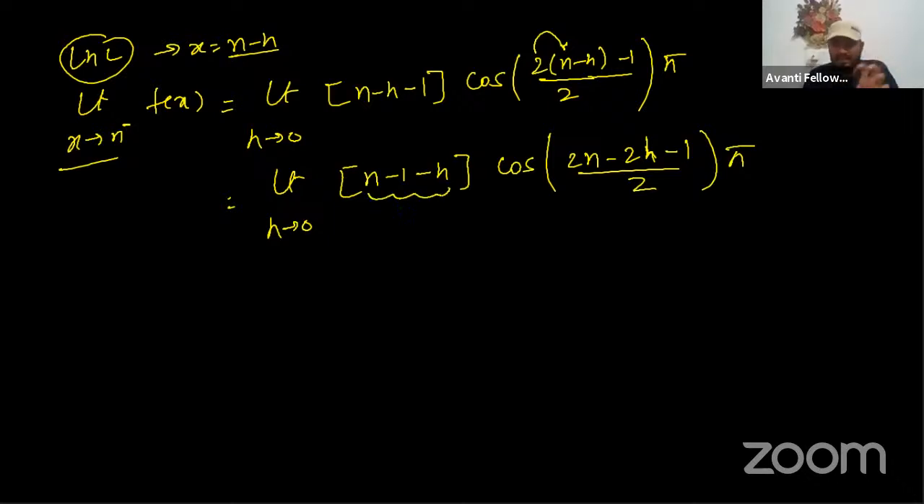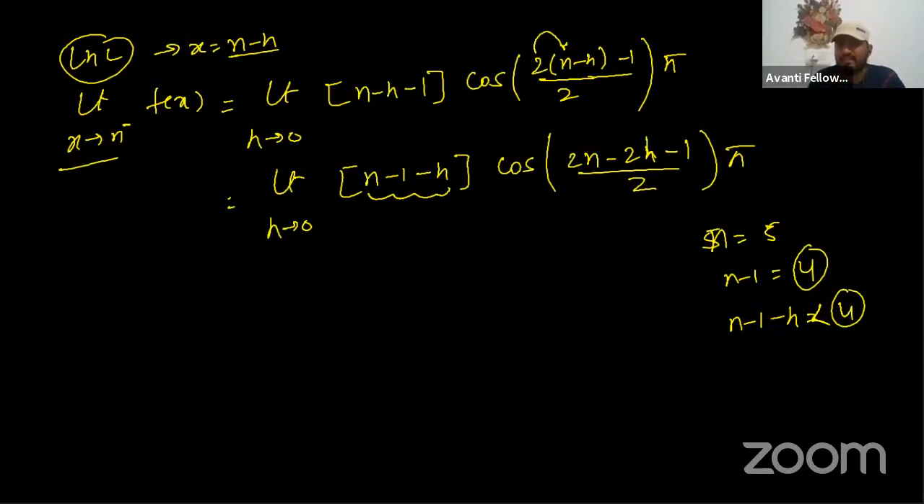So this is nothing but what? Now, n minus 1, I'm subtracting something from n minus 1. Let's say if your n is equal to 5, so n minus 1 will become 4. So n minus 1 minus h means I'm subtracting something from 4, which will be a little bit less than 4, slightly less than 4. So this greatest integer will become what? n minus 2. So this will become limit h tending to 0, n minus 2 into this cos.